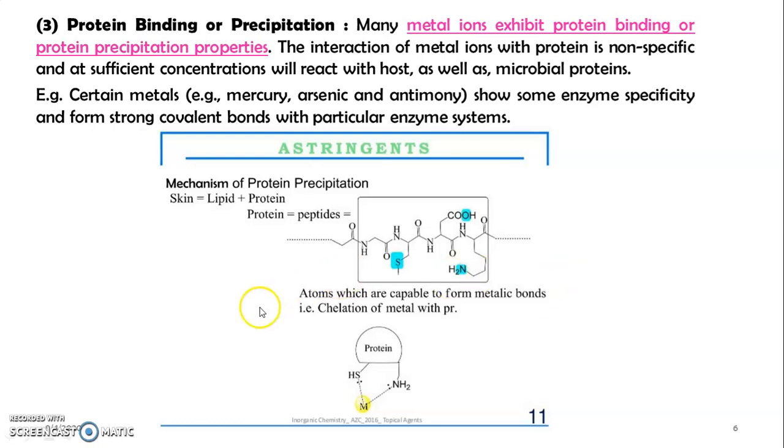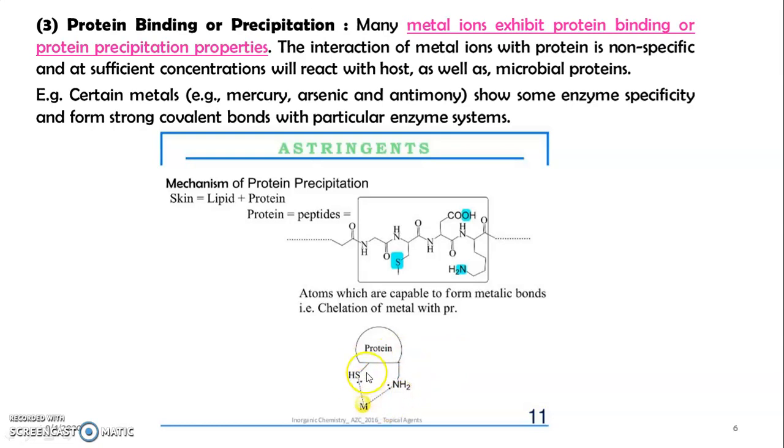For example, certain metals like mercury, arsenic and antimony show some enzyme specificity and form strong covalent bonds with particular enzyme systems. There are different functional groups present on the protein molecules like sulfhydryl, hydroxyl, amino groups. So these metal ions form chelates or complexes with these functional groups and thereby alter the conformations of these protein molecules.